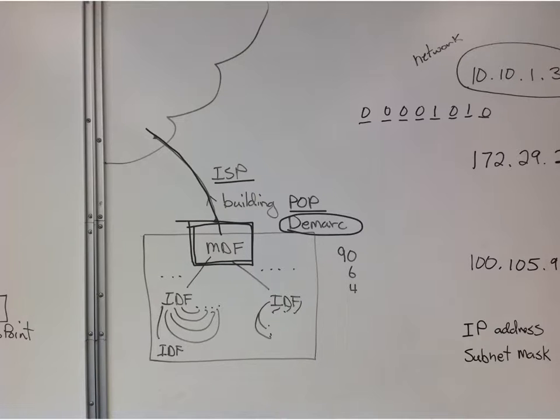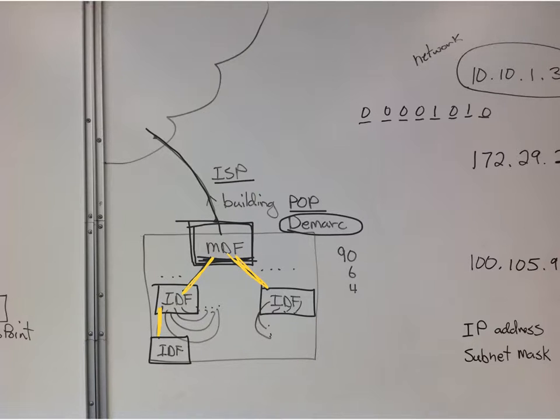So the ISP, the main distribution facility. And then internally we might create an intermediate distribution facility in order to distribute that information. These would be called vertical runs. You can create one more vertical run to another IDF, but you shouldn't create any more in a chain, for security reasons, for troubleshooting reasons, and performance.